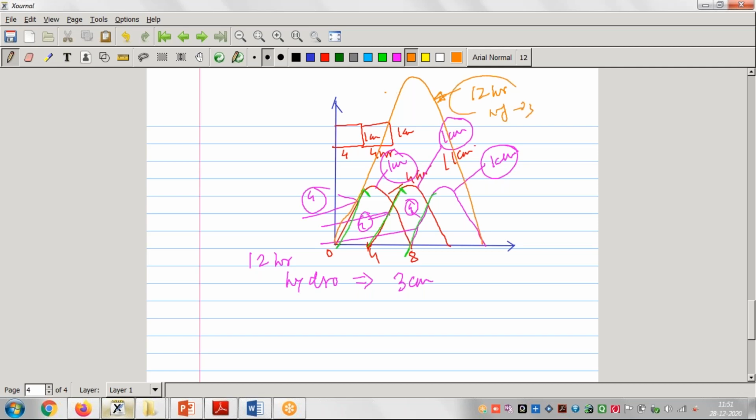But if the ordinates of this 12-hour are divided by 3 centimeter, this will become the unit hydrograph for 12-hour, right? For 12-hour. Is it okay? Is my point clear or not clear? Please tell me.